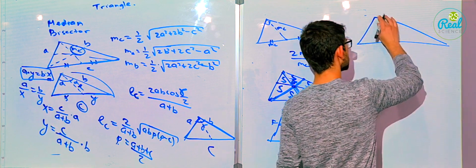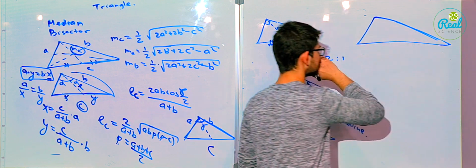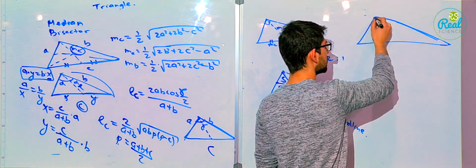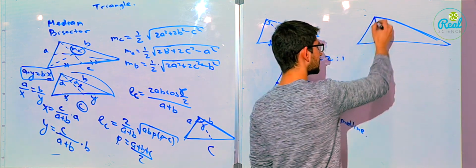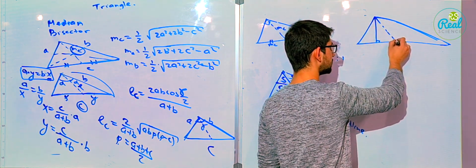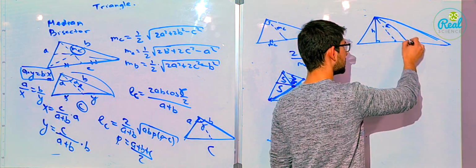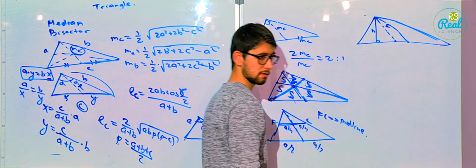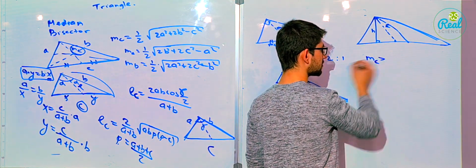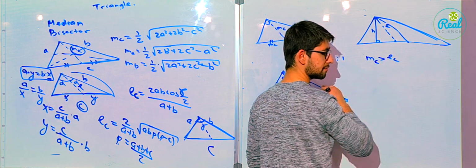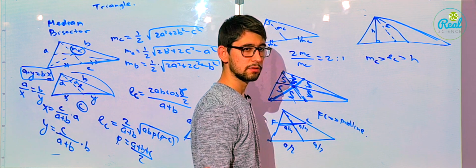An obtuse triangle is given to you. So let's say it is obvious. You are dropping an altitude. It will be the smallest one. You are dropping a bisector. So this is bisector LH. And you are releasing a median. It will be further away. Your median MC will be greater than your LC bisector, and it will be greater than your altitude. Okay?